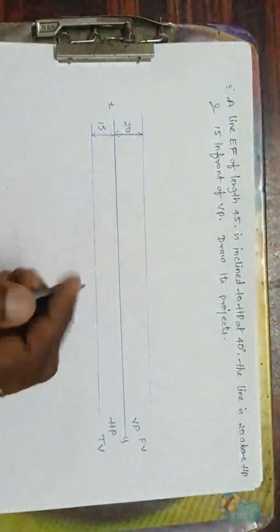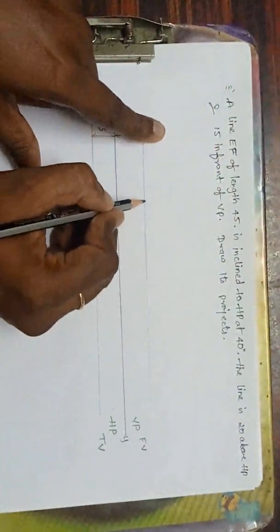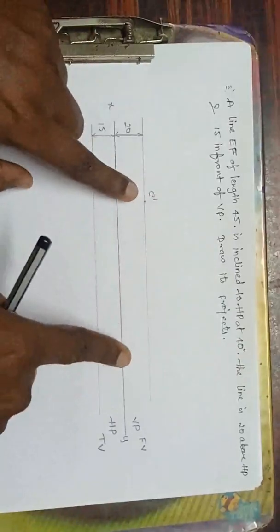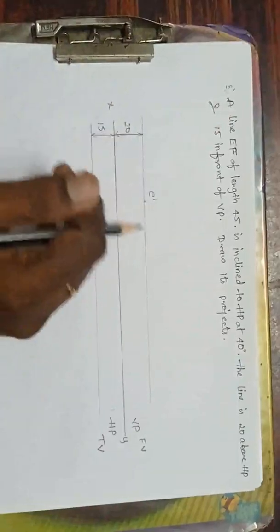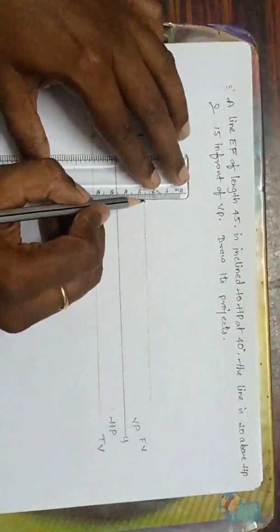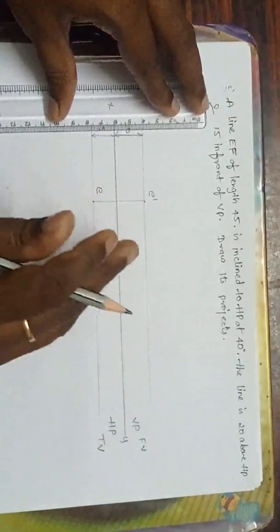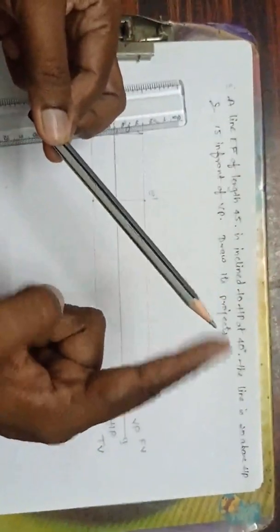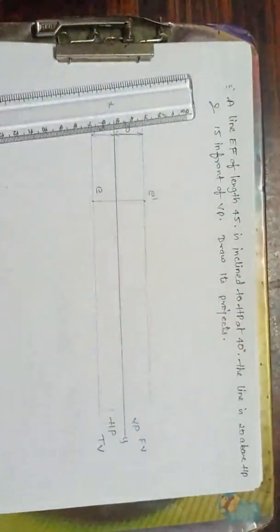So what I'll do, first point I'll assume, he said EF. First I'll mark this as E dash on the VP, on my left side. Now straight point I will take, this is E on the top. Next, what he said, this is an inclined line. Suppose this is E and this is F. How much inclination is it? 40 degrees.